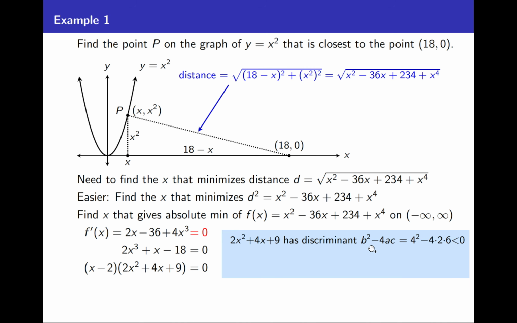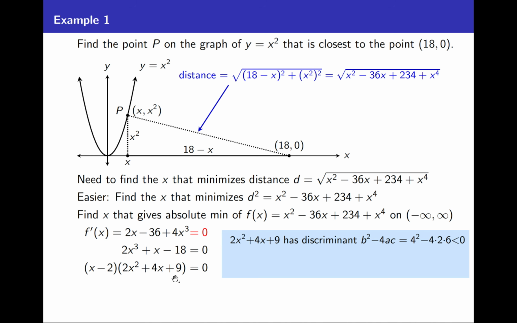formula, and here's something that you would soon realize, that this polynomial 2x squared plus 4x plus 9 has a discriminant b squared minus 4ac, which is part of the quadratic formula. That's 4 squared minus 4 times 2 times 9, and that's less than 0. And remember, this discriminant, the b squared minus 4ac, it's what's in the square root in the quadratic formula, and it's negative. And that means that this polynomial simply doesn't have any real roots. The quadratic formula doesn't return anything.